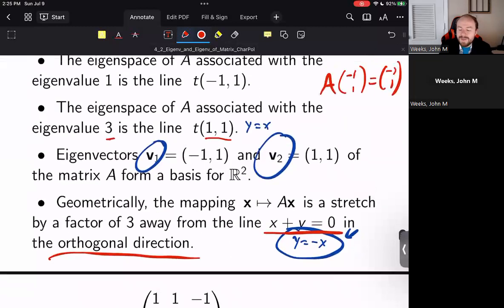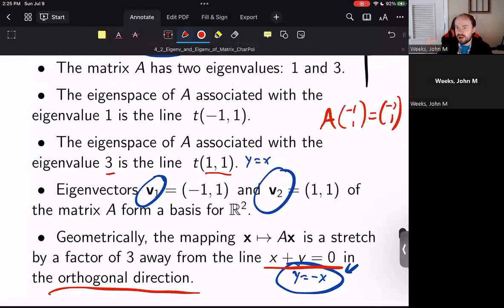So we can describe any vector here first as a linear combination of how it works with negative 1, 1 and 1, 1. For the part of it that's going in the direction of negative 1, 1, it's staying the same. For the part of it that's going in the direction of 1, 1, it's getting scaled by a factor of 3. So that's exactly what's being meant by this bullet point here.